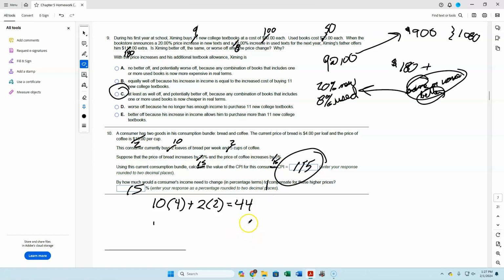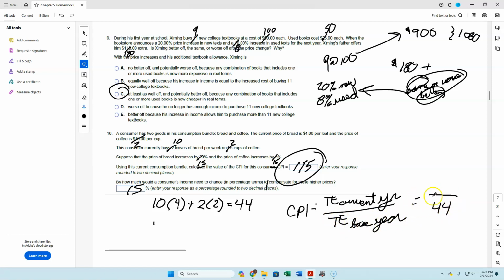Find out what the total expenditures are, and then use my equation where CPI equals total expenditures in the current year over total expenditures in the base year. And in this case, it would have been 44, and then you would have had some number here, times 100.